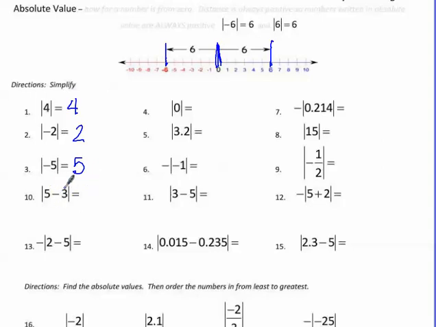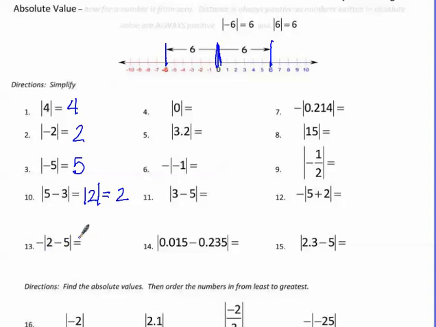This is seen as grouping. You need to simplify what's in the group first. So 5 minus 3 is 2. You want to keep the absolute value bars there. Now evaluate the absolute value of 2 to give you 2.